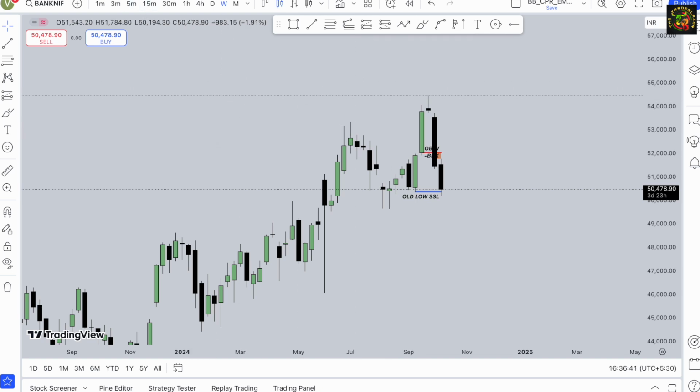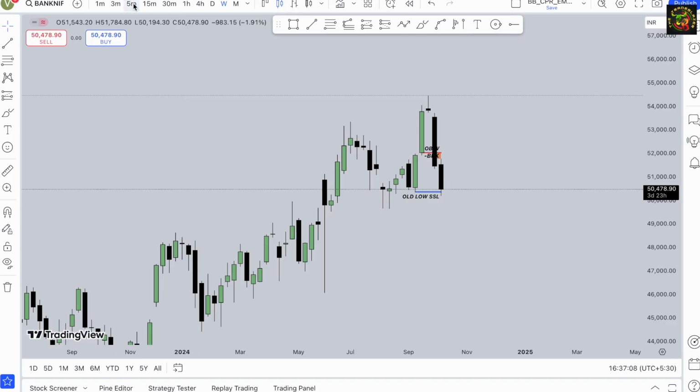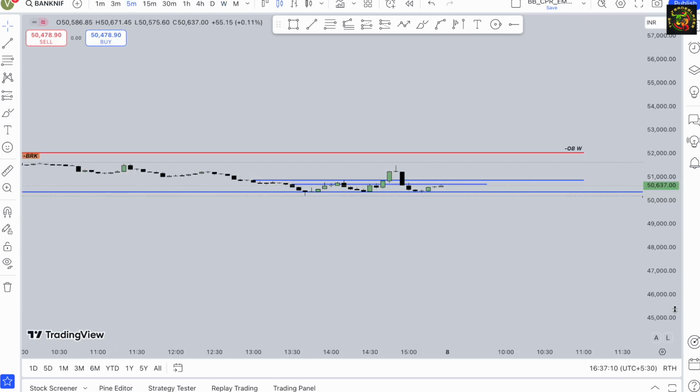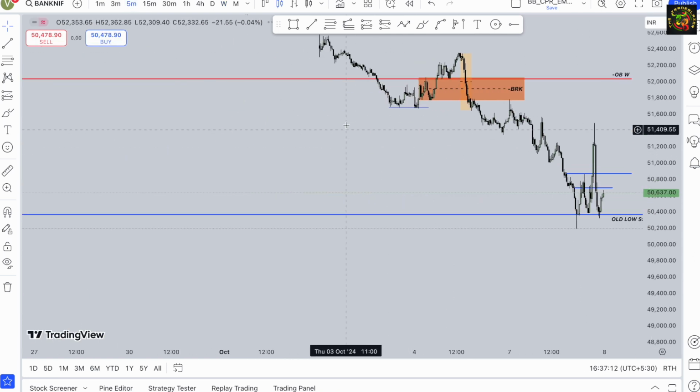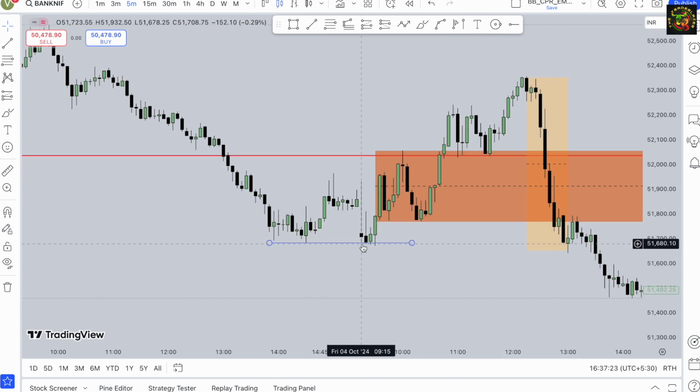Even before that, I posted a question in the community asking whether the 9:15 candle on the 4th of this month is a bullish candle or a bearish candle. Good that 63% of the people answered it right. It's a bullish candle. Let me explain the logic behind it. Not just the candle, but the location is also important in deciding whether it is bullish or bearish, right?